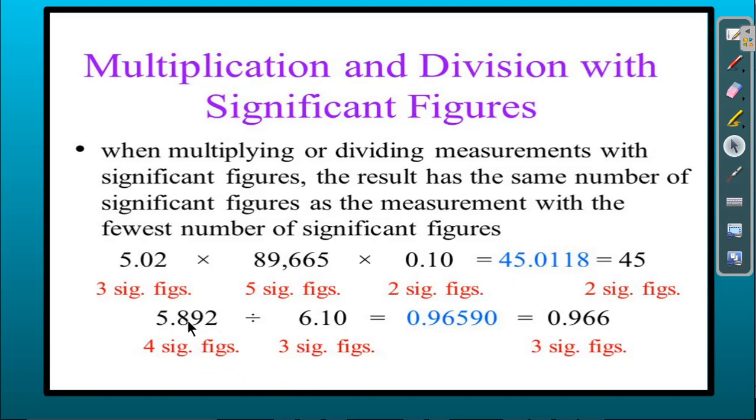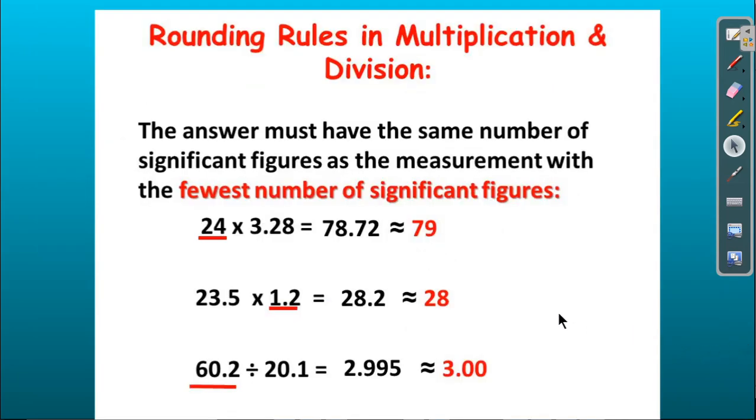Next, division. Count them: 4, 3. 3 is less, so my answer needs to have 3 as well. Put it in the calculator. It gives me this blue number, and I can only report 3. So 1, 2, and 3. I need to stop right here. I look at the 1 over and notice it's a 9. I have to round up. The 5 has become a 6 now, and these are my 3 significant figures. Please, please, please round up.